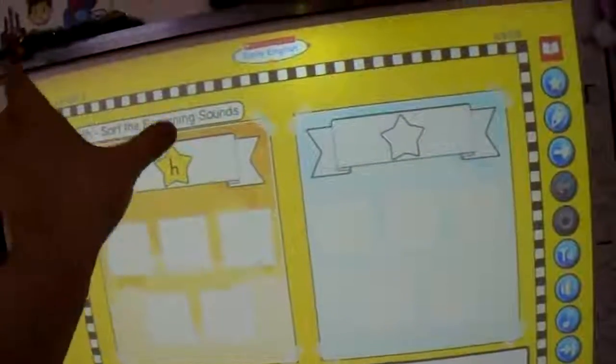I'm on level 1, lesson slide 82. However, the activity is sort the beginning sounds. This activity appears earlier in the level 1 curriculum. I've done some videos on it earlier, and I'm still trying to experiment a little bit and find out what is my favorite way of doing this.